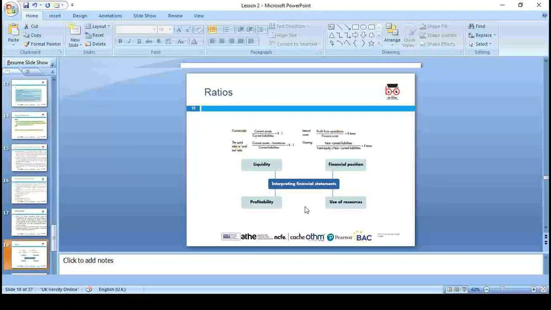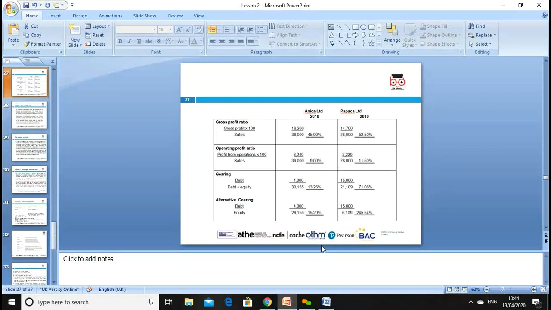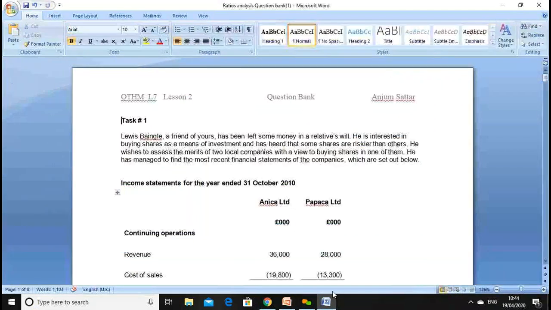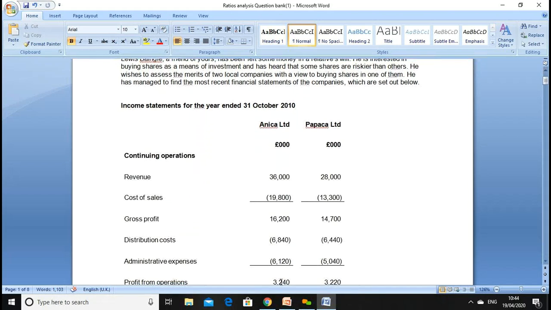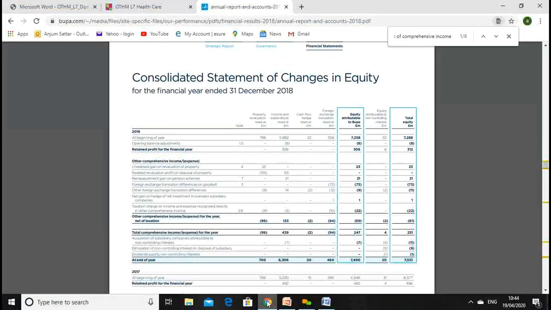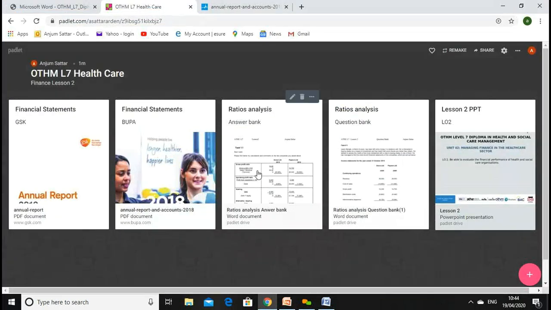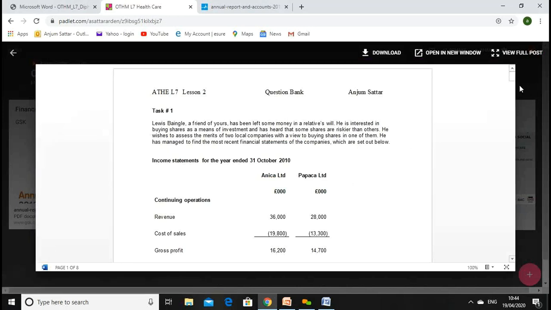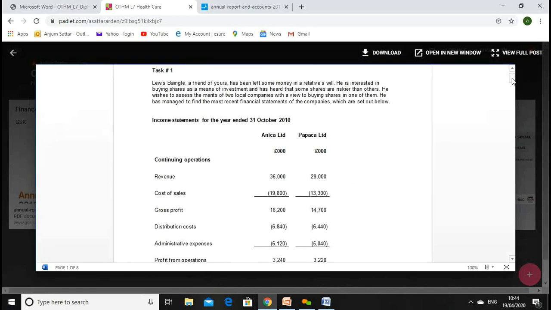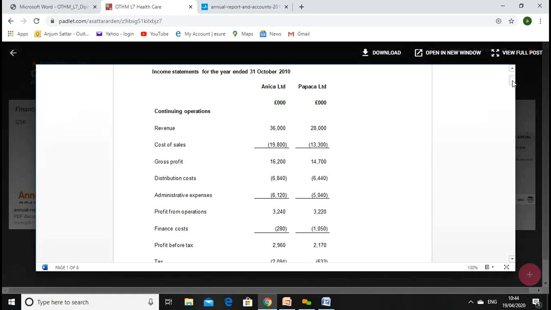Now we'll go through our two companies and prepare their ratios. We've been given two companies: one is called Anika, the other is Paprika. This handout will be available through Padlet. If you go here and click here, we're looking at the question bank, and you can read it online there as well.